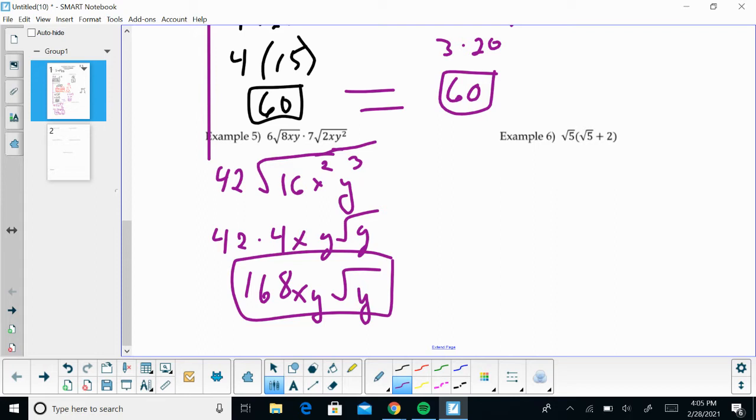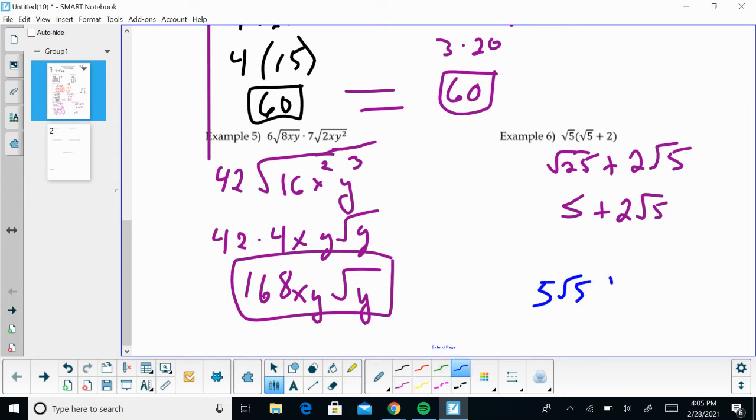Example 6. This one looks a little bit different, but you should be able to recognize that this is distribution. So 5 square root of 5 times square root of 5 would be the square root of 25, right? 5 times 5 is 25, plus 2 root 5. The square root of 25 is 5. Now the question becomes, can I combine these two? I can't. These are not like terms. I can't combine my 5 and my 2. In order to combine them, it would have to be 5 root 5 plus 2 root 5, but this isn't what I have. So my final answer would be 5 plus 2 root 5.